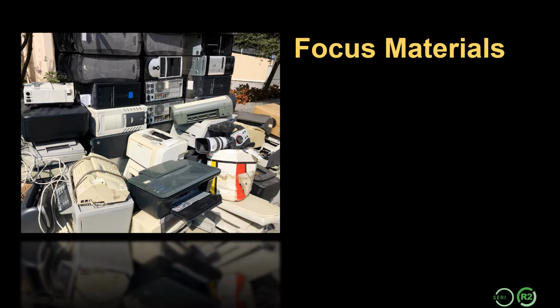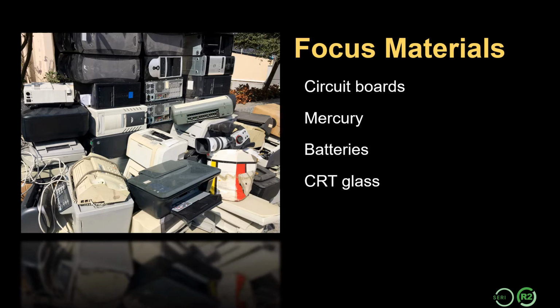Focus materials include circuit boards, mercury, batteries, CRT glass, and polychlorinated biphenyls, which are typically found in older industrial equipment. As a side note, in the R2 standard, the term PCBs does not refer to printed circuit boards. It always refers only to polychlorinated biphenyls.